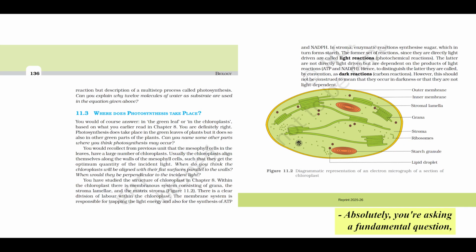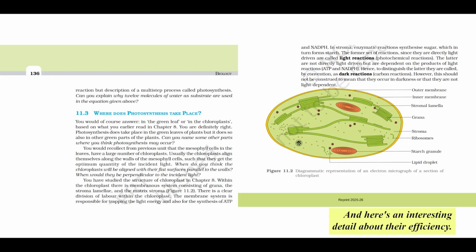Absolutely. You're asking a fundamental question, because understanding the where is vital to grasping the how. While we commonly say photosynthesis occurs in the green leaf, it's more accurate to say it occurs in the green leaves and, well, other green parts of plants too, like young stems sometimes. Within the leaves, the specialized mesophyll cells are literally packed with numerous chloroplasts. You find lots of them there. These chloroplasts are the actual powerhouses, the tiny factories of photosynthesis.